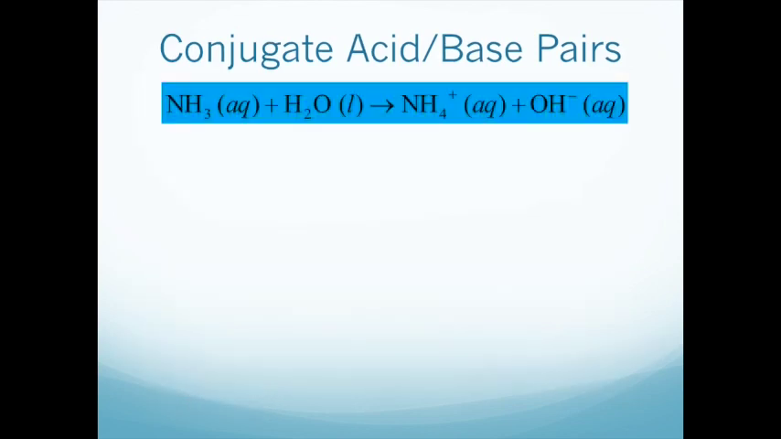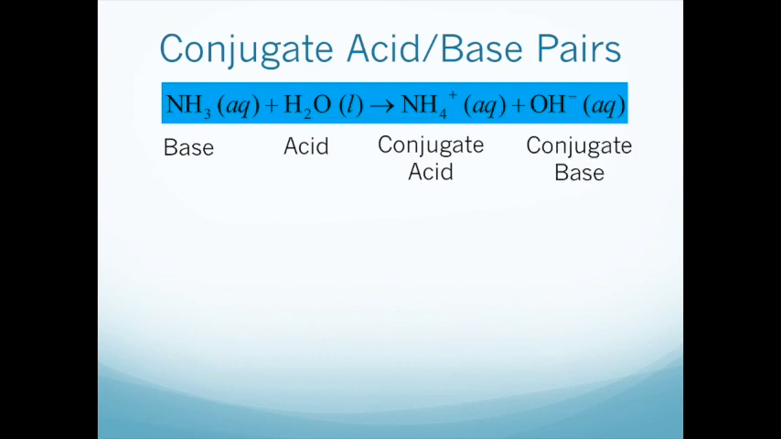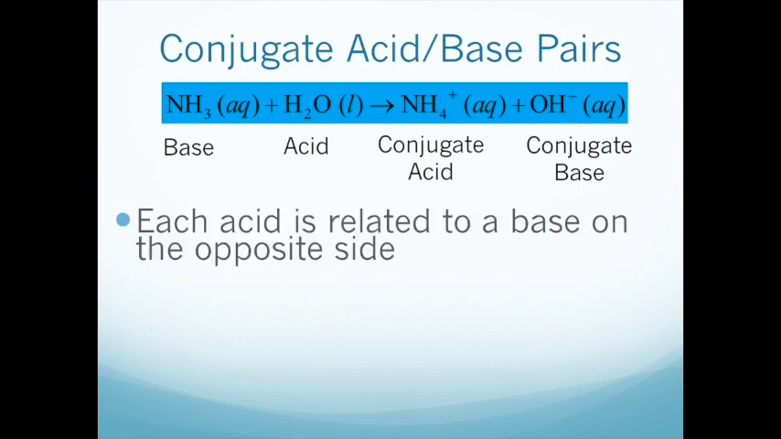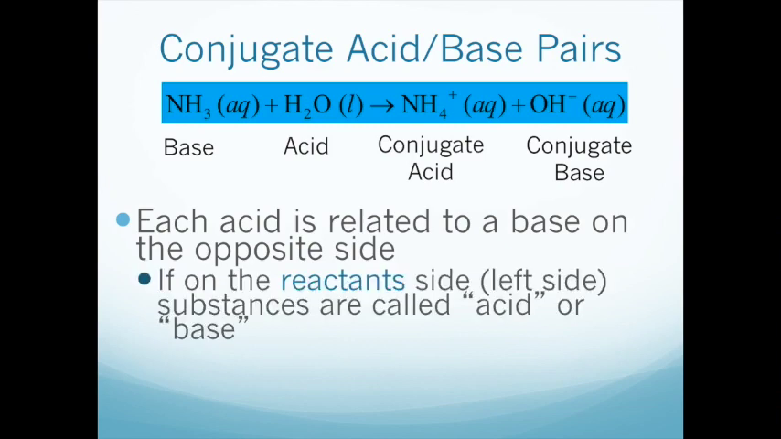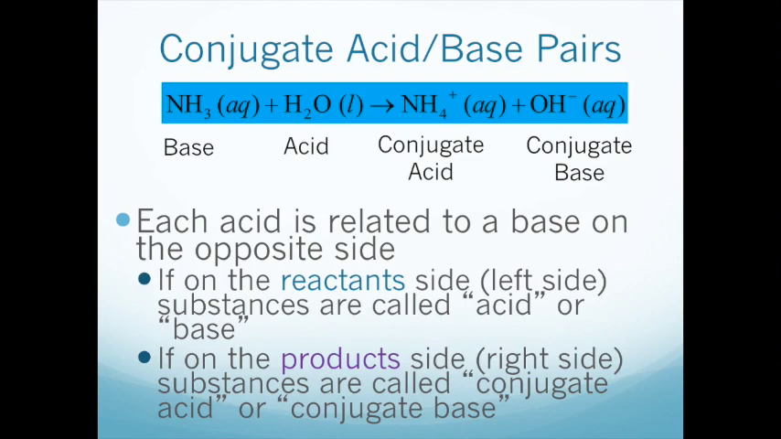So, an example of conjugate acid-base pairs: ammonia in water, forming ammonium and hydroxide ions. In this case, ammonia is a base because it accepts a proton from water, which acts as the acid. And then NH4+ becomes the conjugate acid because it could give up its proton to a base. And hydroxide is the conjugate base because it could accept a proton from an acid. So each acid is related to a base on the opposite side of the arrow. And if you're on the reactant side, then you don't have the word conjugate in front of acid or base. And if you're on the product side, you do have the word conjugate.